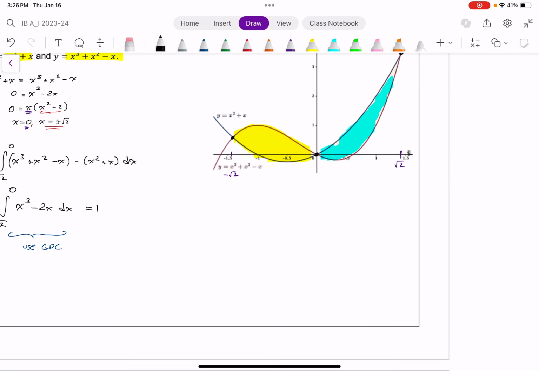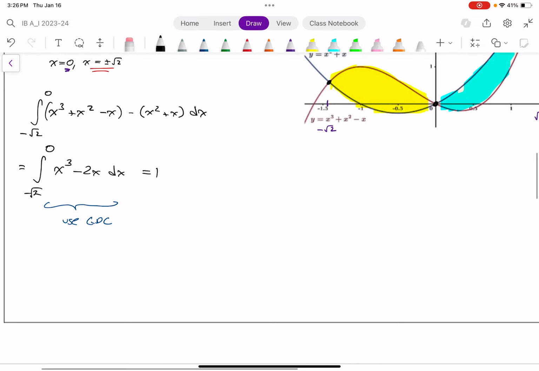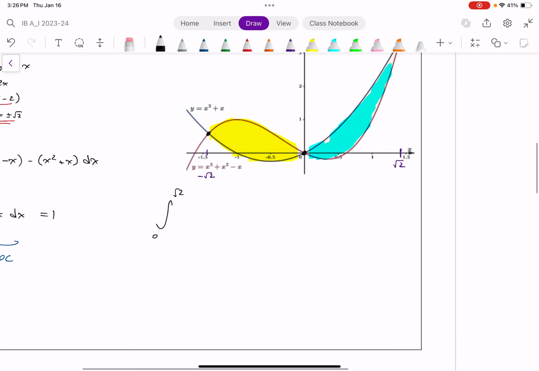This time it's the other way around. The quadratic function is greater than the cubic function, so I want to integrate this the other way around. Over here, I want to find the integral from 0 up to positive root 2. This time, though, I want to start with my quadratic function, x squared minus x, and from that I want to subtract the lesser function at this point, the cubic function.